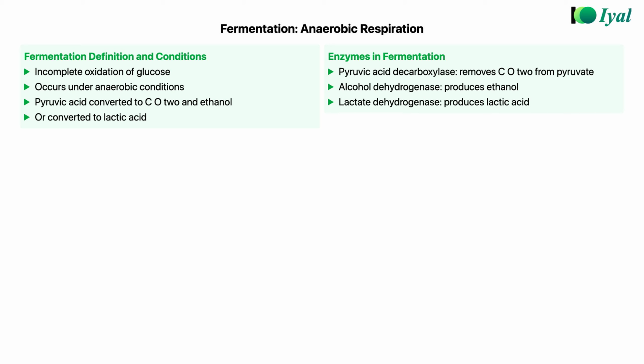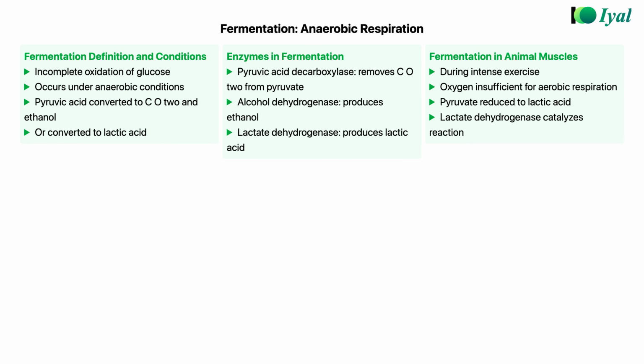First, pyruvic acid decarboxylase. This enzyme removes carbon dioxide from pyruvate, leaving acetaldehyde. Then, alcohol dehydrogenase takes this acetaldehyde and converts it to ethanol. This produces alcohol. That's why yeast is used to make beer and wine, no? In other organisms, like some bacteria, the enzyme is different. Lactate dehydrogenase. This enzyme converts pyruvate directly to lactic acid.